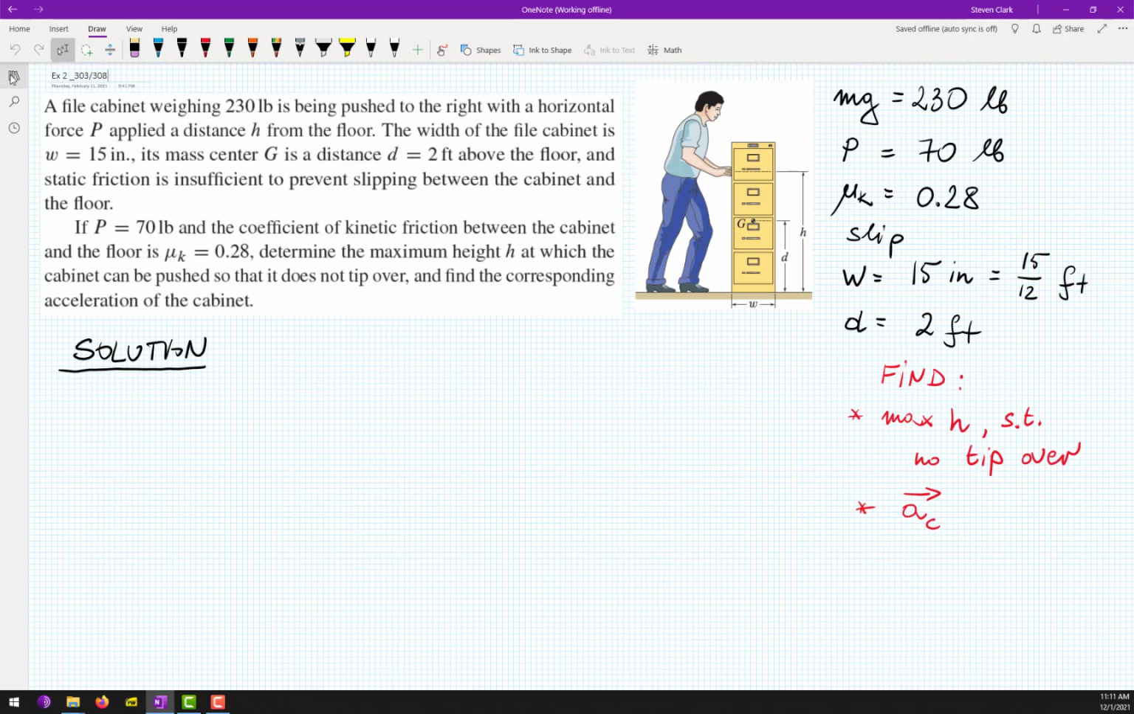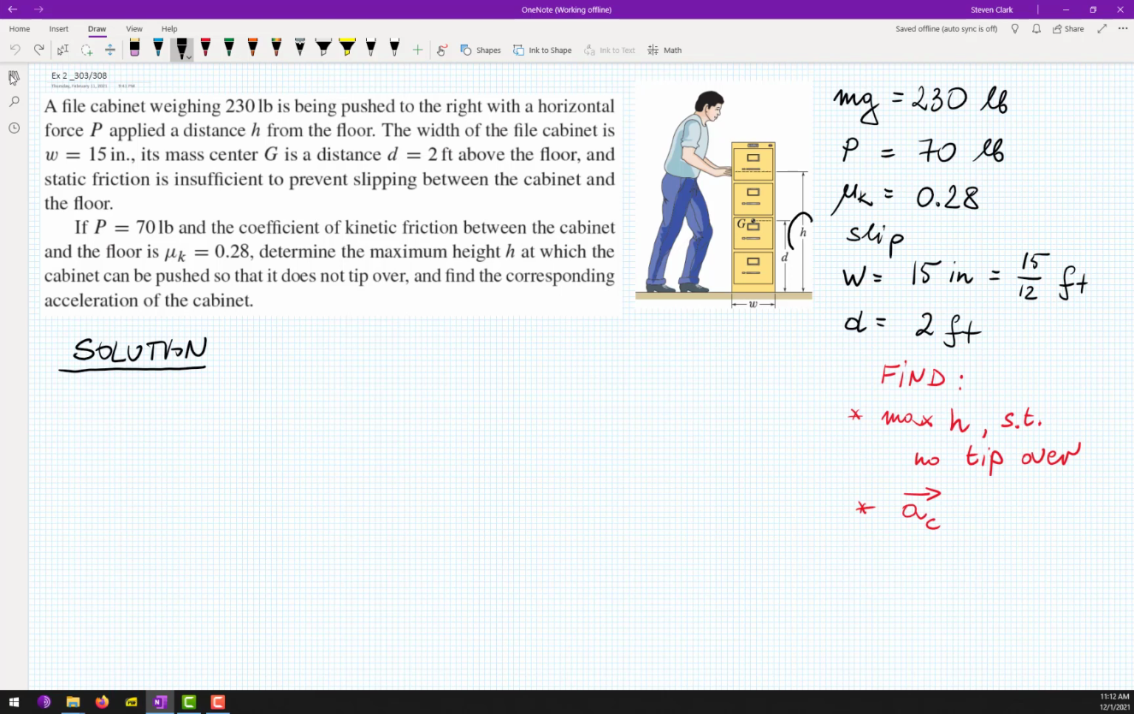Okay, so what do we have in here? We have a cabinet, and we know that it has weight of 230 pounds. There is some guy pushing it, yeah? So we can model that guy as a force P applied at this point. We're going to do it in our solution. Moreover, we know that there is a slip between the cabinet and the ground, and the coefficient of friction is 0.28. And we know the entire geometry of the cabinet. Okay, and they ask us to find H.